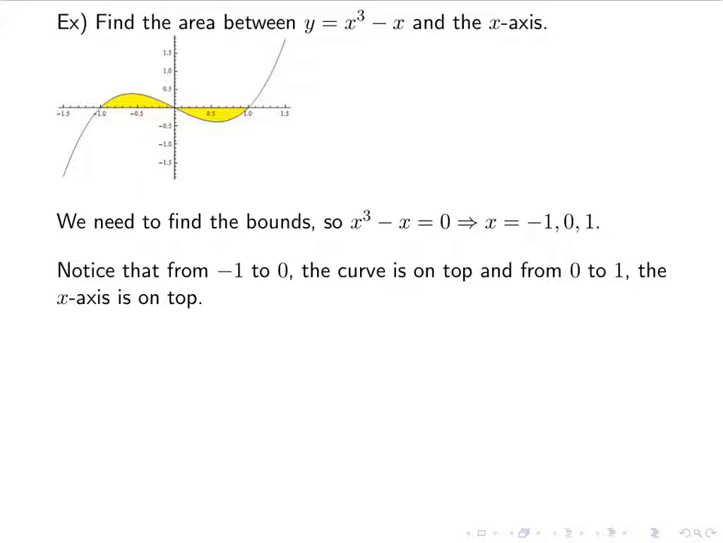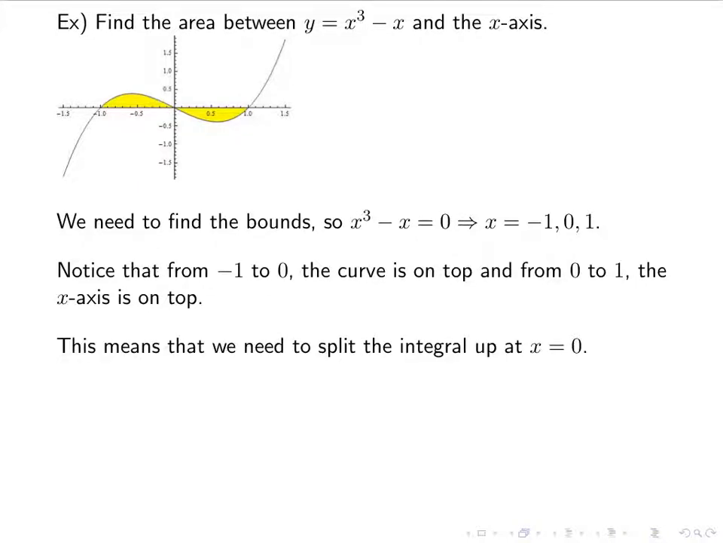Now we have to notice that from -1 to 0, the curve is on top, and the x-axis is on the bottom. But from 0 to 1, it's flipped. The x-axis is on top, and the curve is on the bottom. Because it's not the same function on top, we need to split up our integral. So we're going to have the integral from -1 to 0 of the curve minus 0, and then we're going to add to it the integral from 0 to 1 of 0 minus the curve. Again, you always have to make sure that you're doing top minus bottom. So if the top function changes, you have to split up your integral.